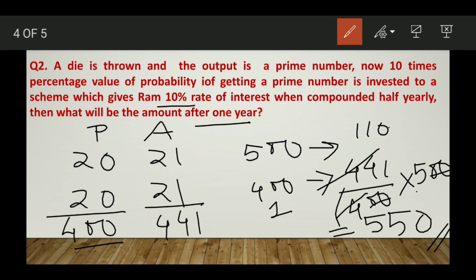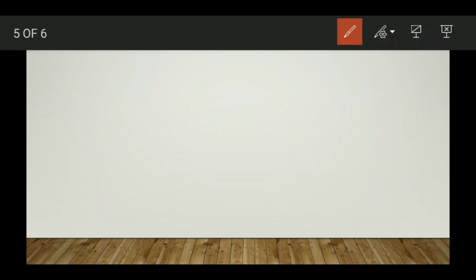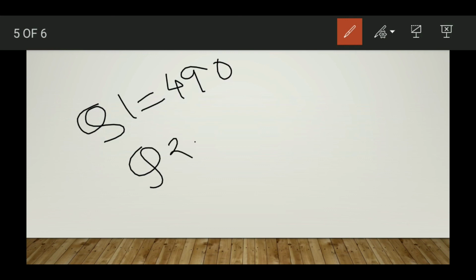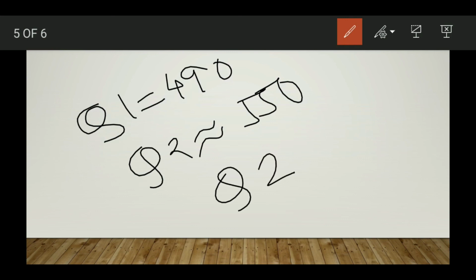After solving the whole second question, we get that 550 is the amount. Now we have solved the question. Our Q1 comes as 490 and Q2 comes approximately to 550. So we can easily say Q2 is greater than Q1. So this is all about this question. In this question we have discussed probability, mensuration, compound interest, and a few portions of ratio and percentage.